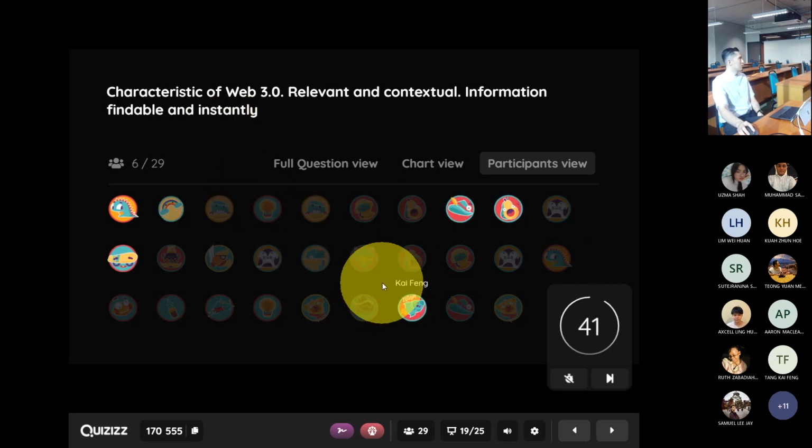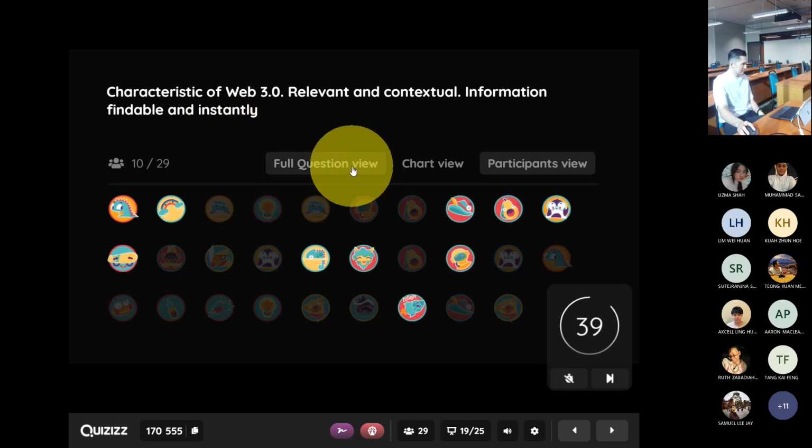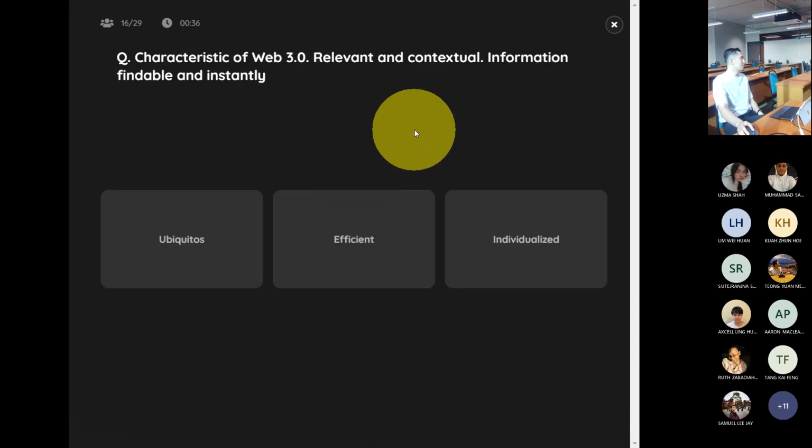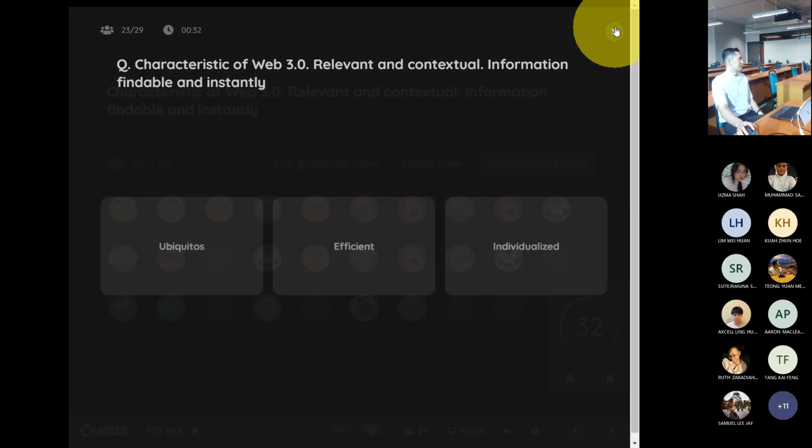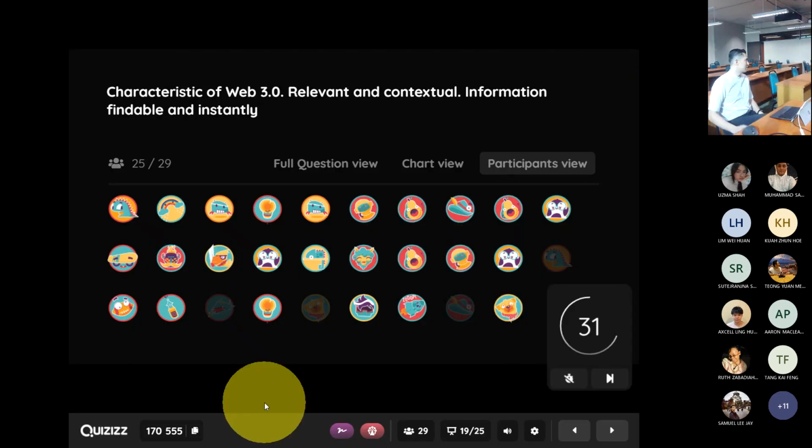Relevant and contextual information is findable and very instant. So I think by now you should easily be able to guess with common sense and logic which answer this is. And I'll leave the timer running.